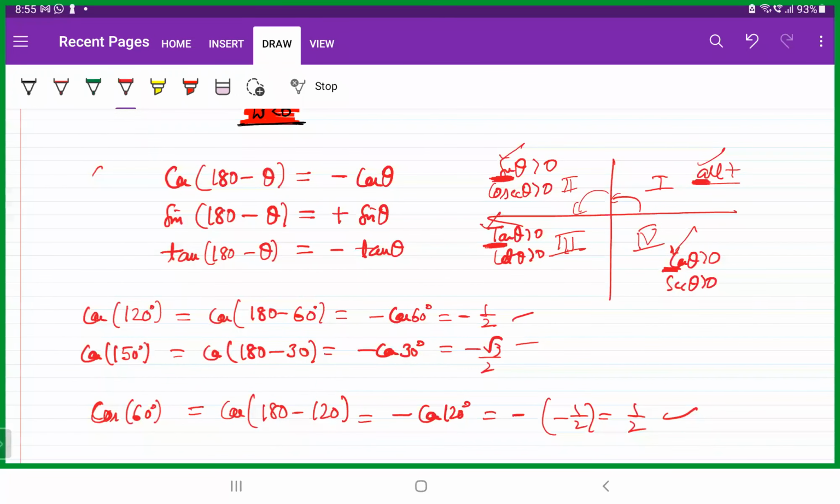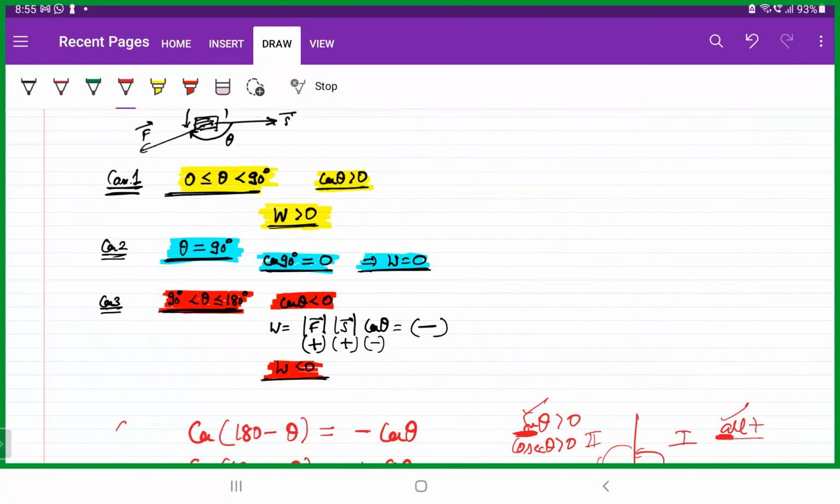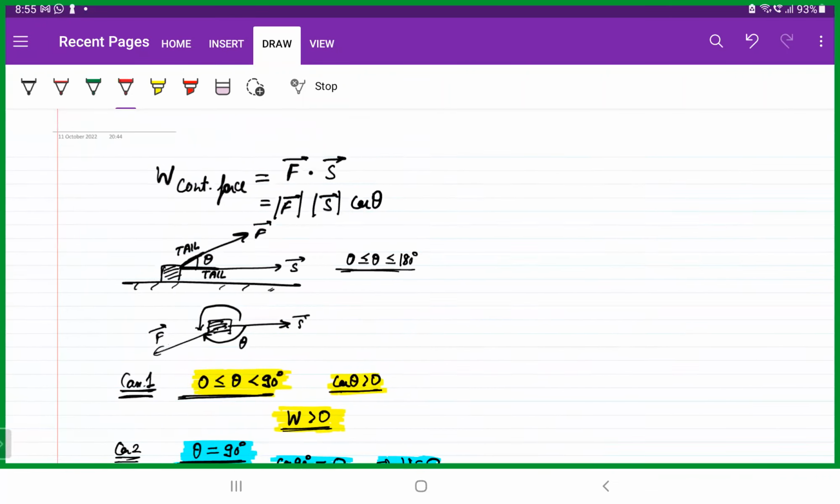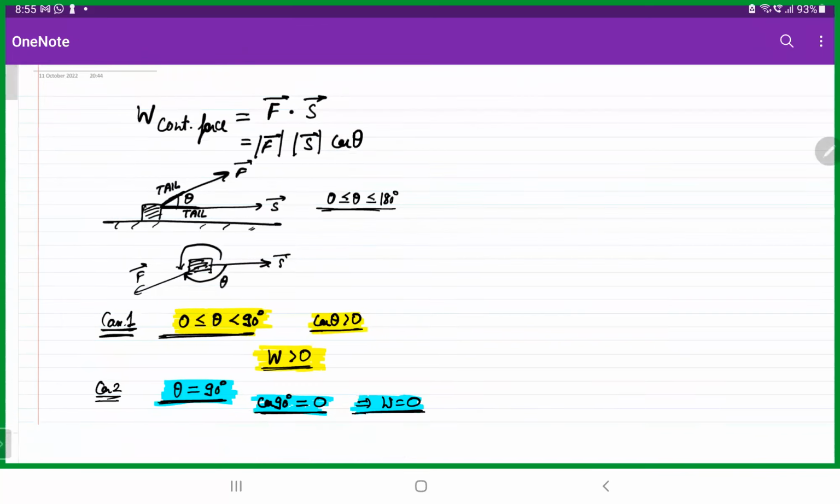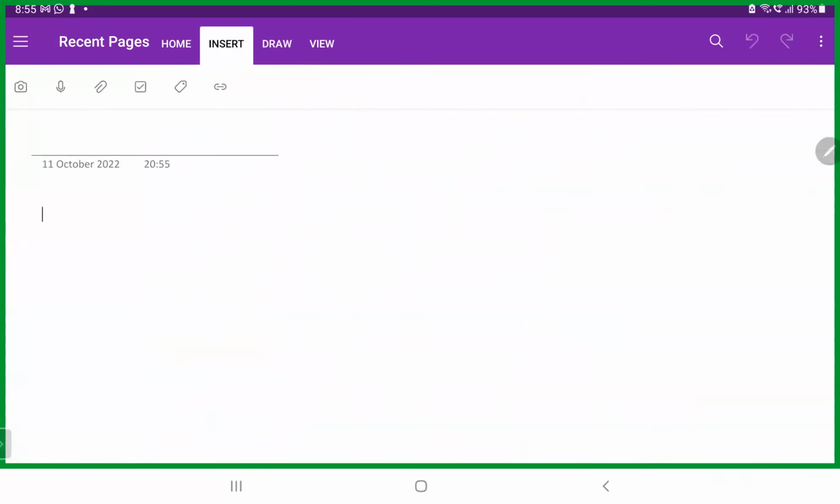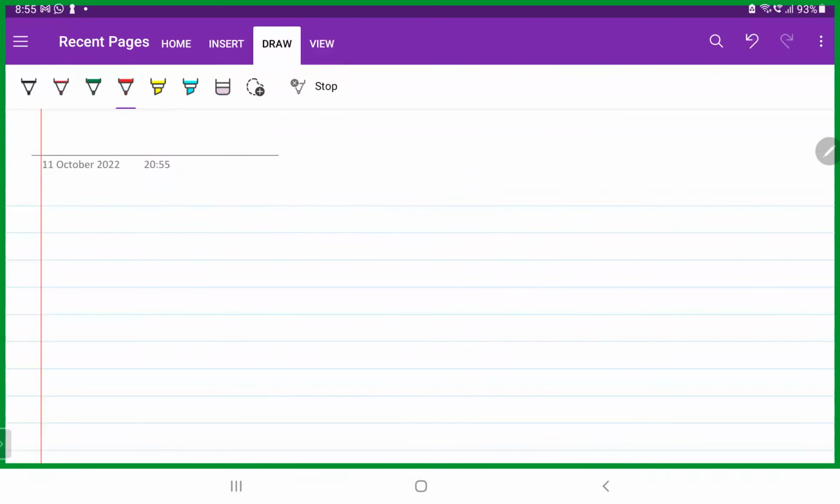Any difficulty? So this is work done by a constant force. There is not much difficulty about it. Now, on the next page we are going to discuss work done by variable force. So how can we make a quantity variable or constant? Have you seen that flash?